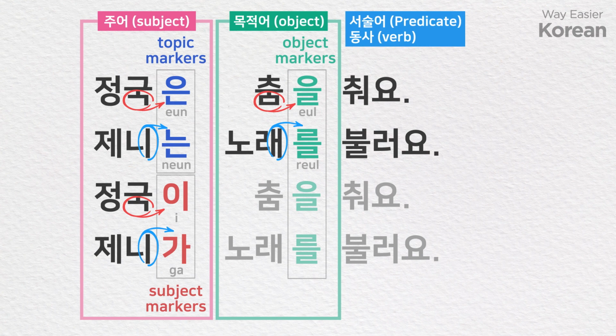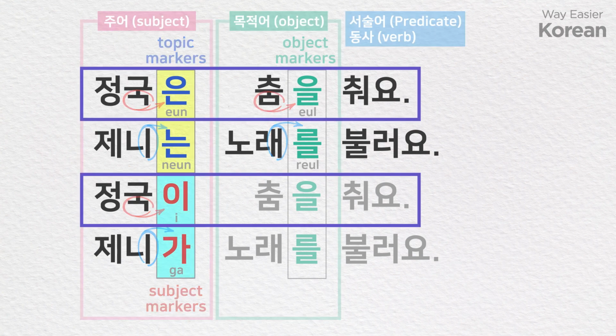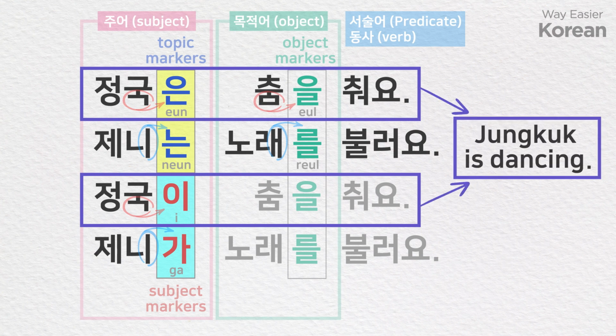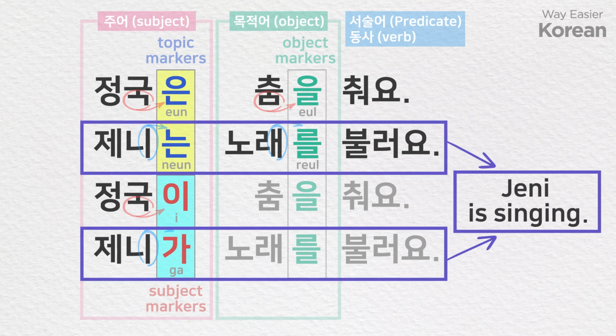Here's the most common question. I understand object markers, but what's the difference between 은, 는 and 이, 가? If you translate the two sentences into English, they're the same. 정구는 춤을 춰요, Jeongu is dancing, 제니는 노래해요, Jenny is singing. However, the nuances are subtly different in Korean.